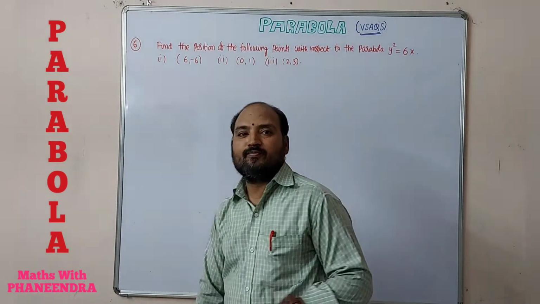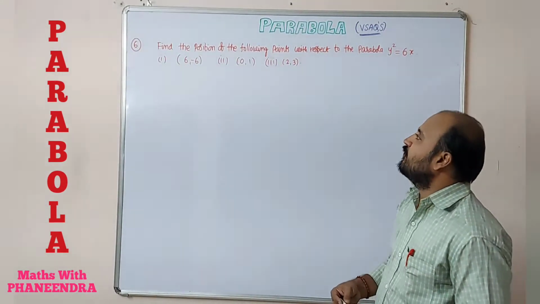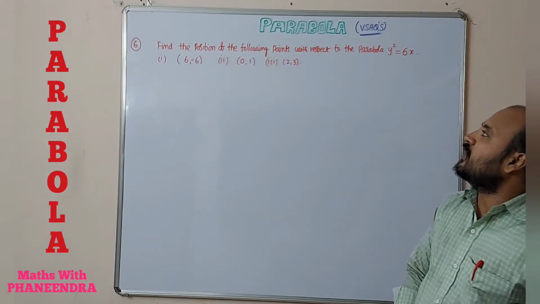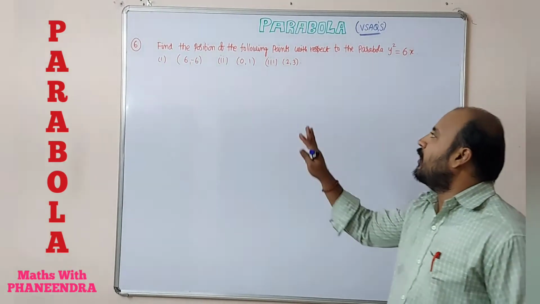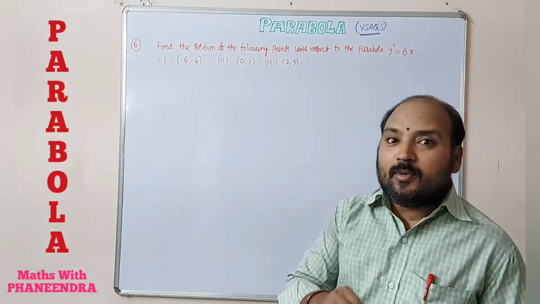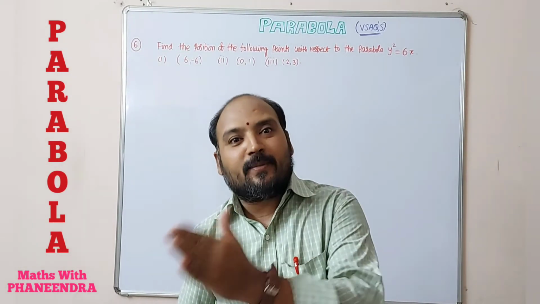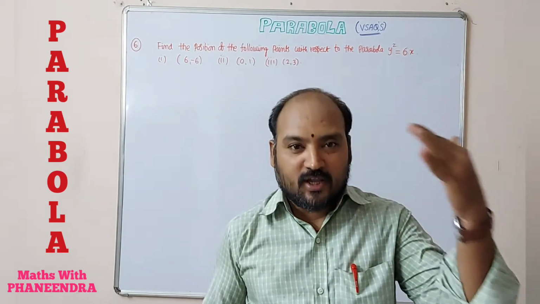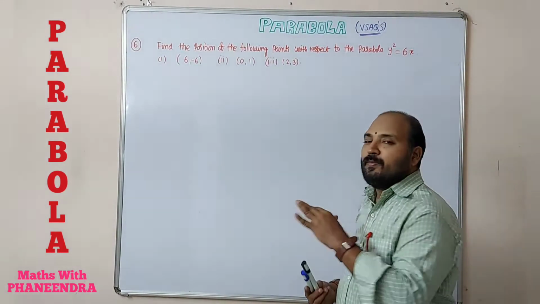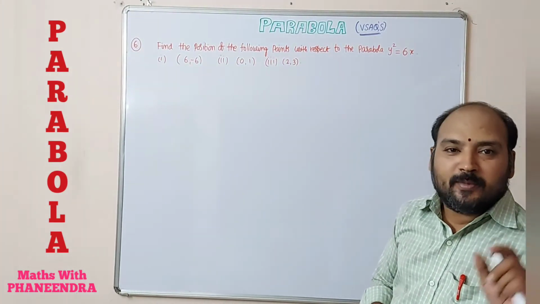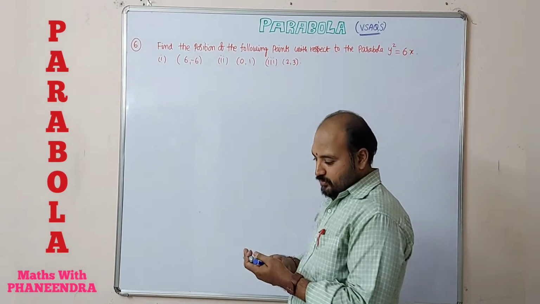One more possibility in the first exercise related: find the position of the following points with respect to the parabola. Points are given. Find the position of the point with respect to the parabola means the point is inside the parabola curve or outside the parabola curve or lies on the parabola curve. So for this you can take the power of the point. Power of point means what? S11 for the given curve.